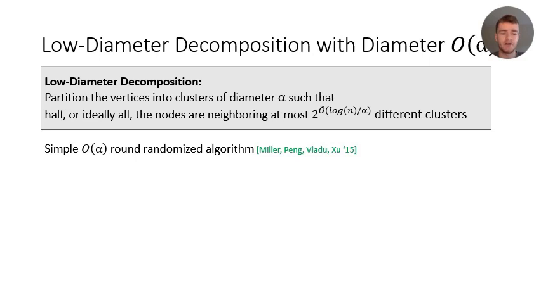There exists a simple order alpha round randomized algorithm that achieves such a decomposition, by Miller, Peng, Vladu, and Xu. And they used this decomposition to obtain spanner algorithms.